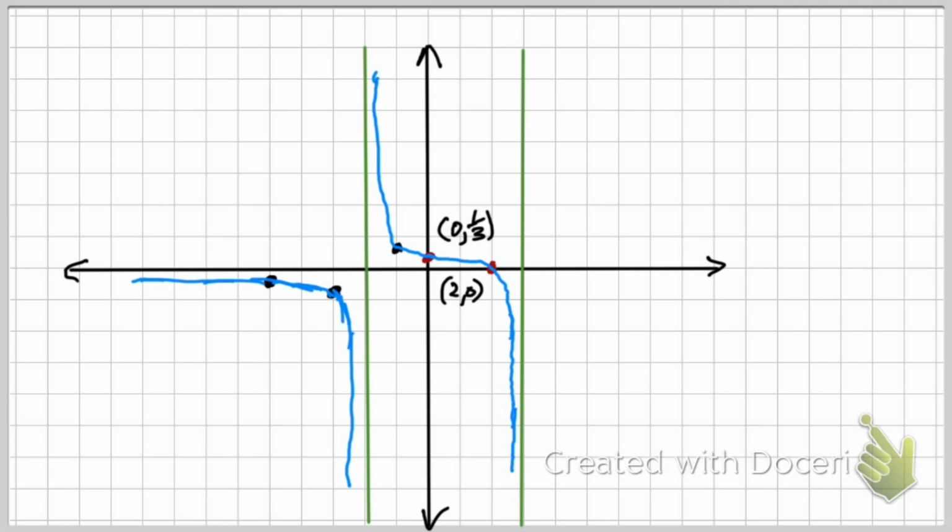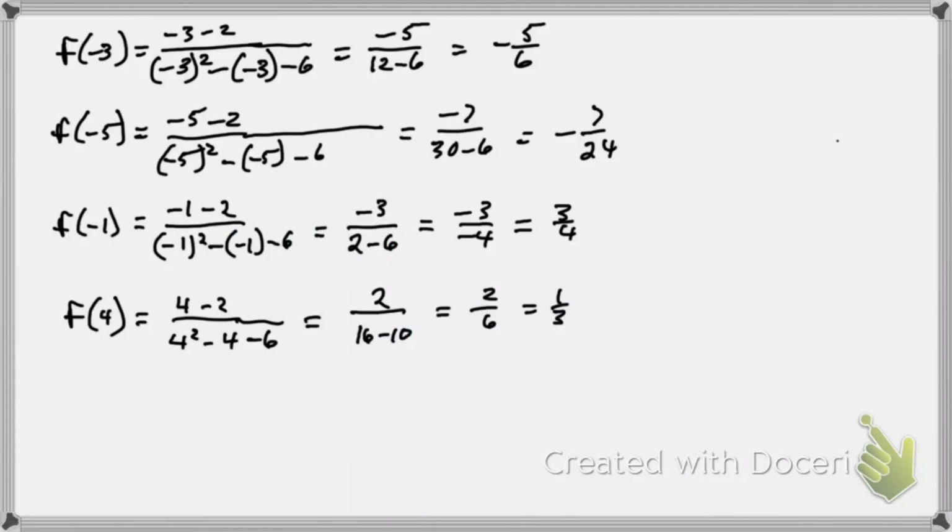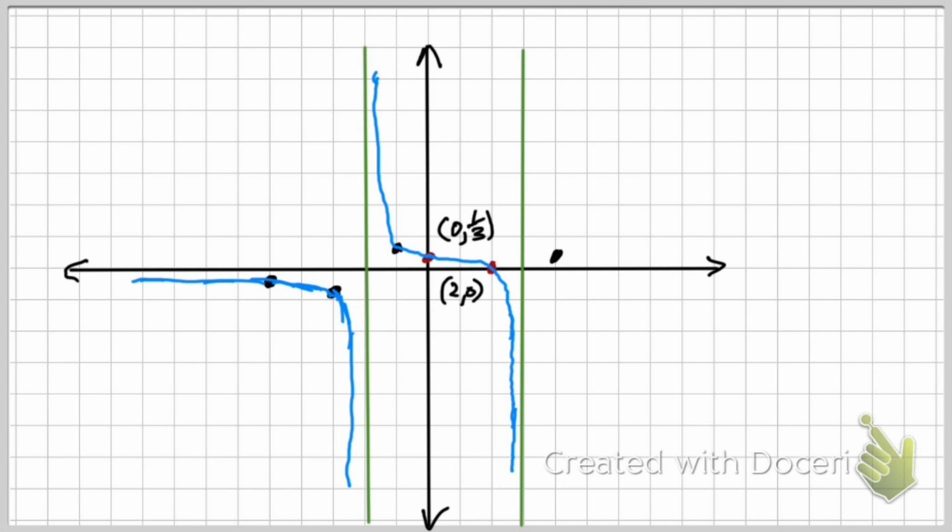I need a point to the right of my vertical asymptote at x equals 3. So for mine, I just picked 4. I plug 4 in, do the math, and I'm getting 1/3. So at the point 4, 1/3, I'll put a dot. There it is. Let's get one more out there to the right of that horizontal asymptote.